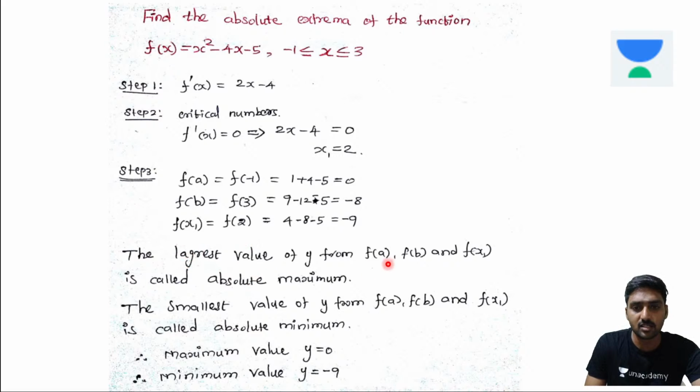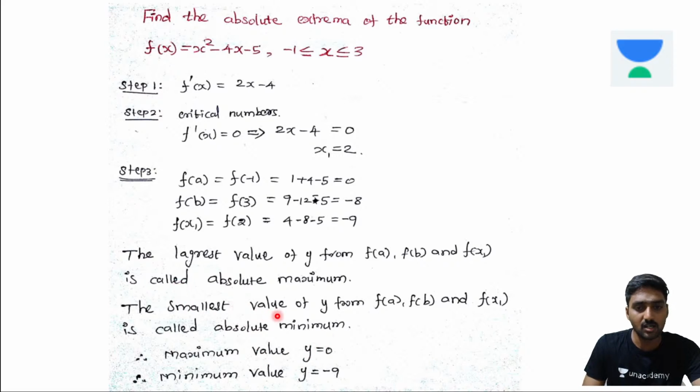Now the largest value among 0, minus 8, minus 9: the largest value is 0. By comparing with the negative numbers, the positive number or 0 will be the maximum one. So 0 is the maximum number. So the maximum value for this function is y is equal to 0.